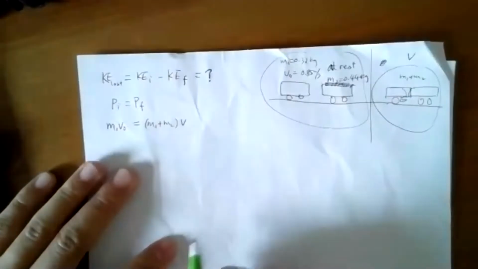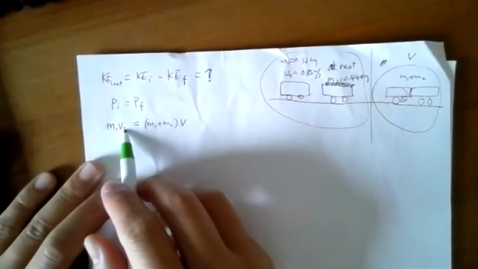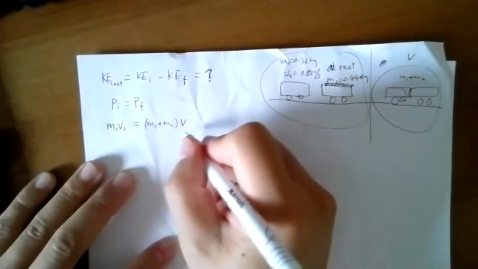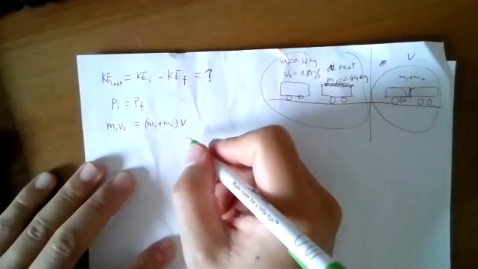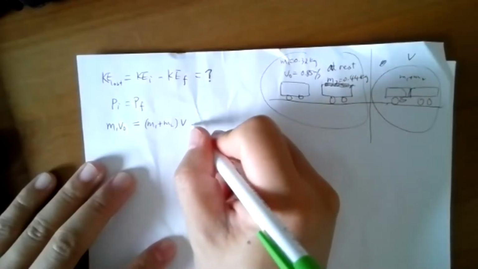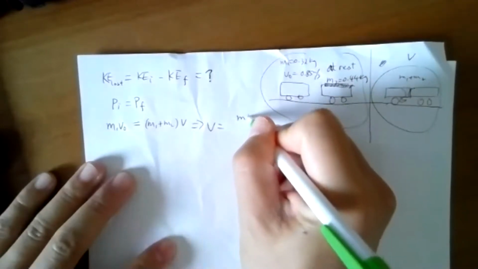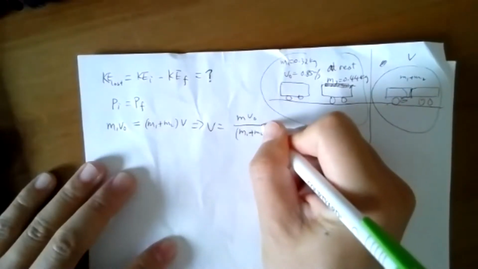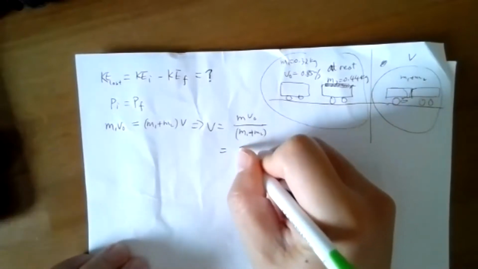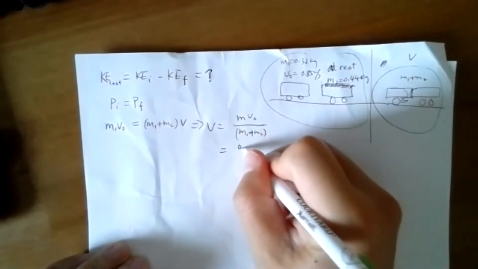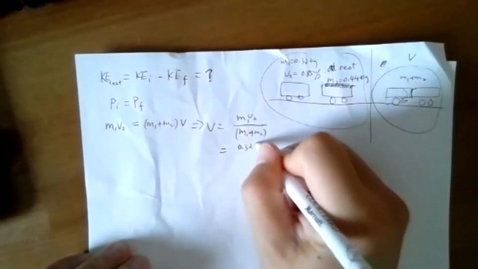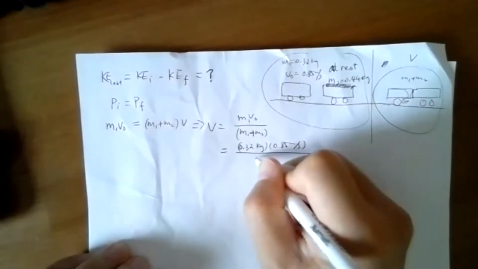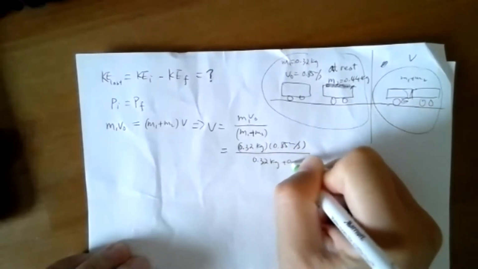You are given the masses, you are given v0, so you should be able to solve for the P final of the two combined. Similar to the first problem we saw earlier, v should be equal to m1 v0 divided by m1 plus m2, dividing both sides by m1 plus m2. So this is equal to 0.32 times 0.85 divided by 0.32 plus 0.44.